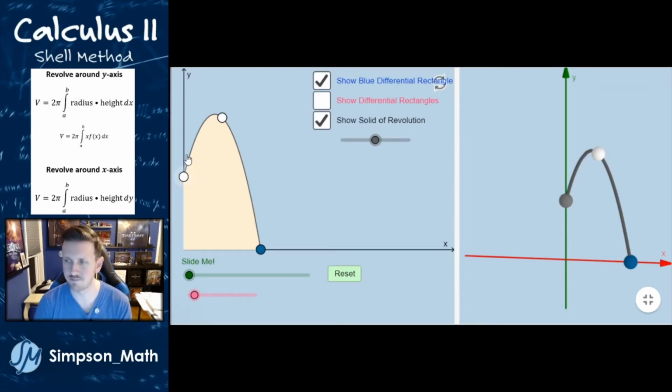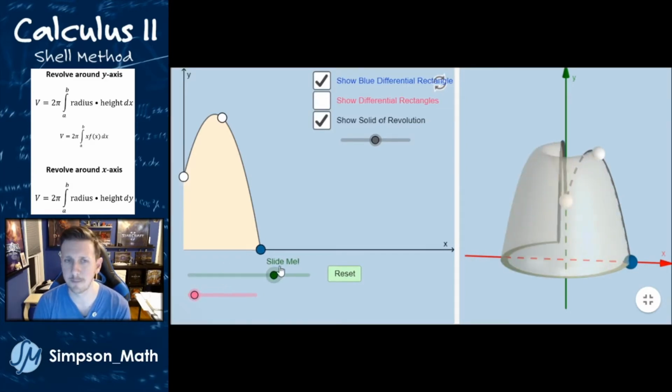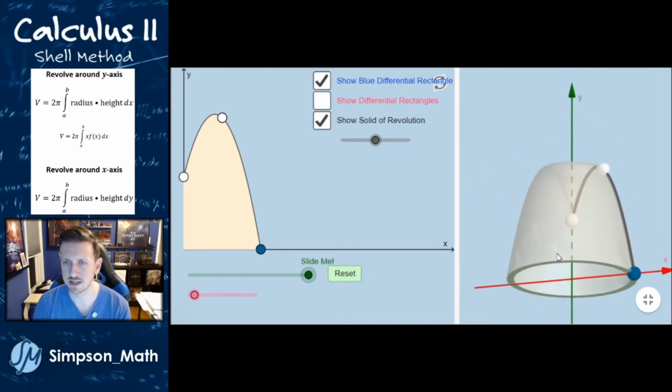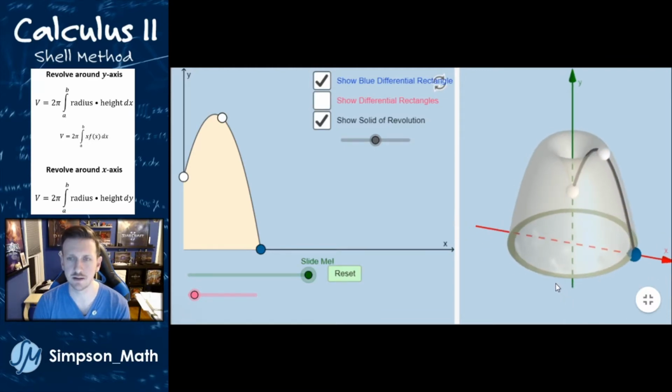This basically looks like a parabola that's been turned upside down. Let's find where this volume is going to be. It says slide me, so I'm going to slide it. All right, so this is our figure here. It kind of looks like a cone that's been smushed in a little bit.